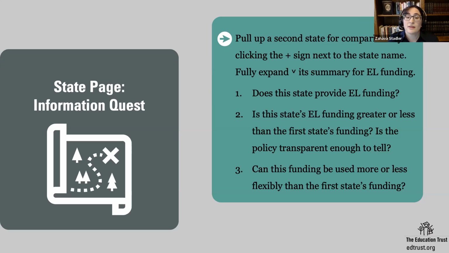Okay, we're hearing that Maryland seems to provide more English learner funding than Virginia and more flexible money. I would agree with that assessment. I think that's a pretty apt reading of the information in FundEd.